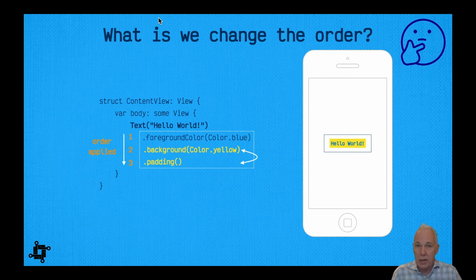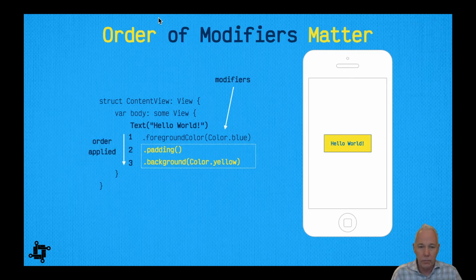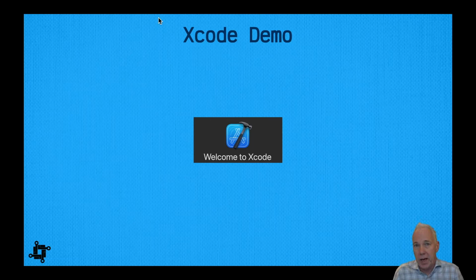Now, it is also the case that for some modifiers, order won't matter. For example, moving foreground color around, since the others don't depend on it, it wouldn't matter where you applied it. You would apply the foreground color, whether you applied it first or last. In this case, you're going to get the foreground color without any difference in what you see over here. So with that, let's jump into Xcode and see all of this in action.